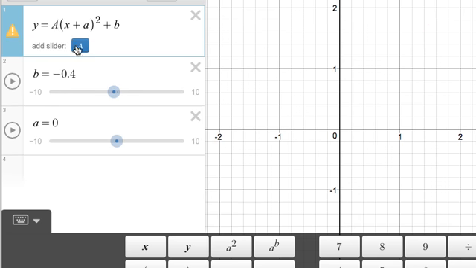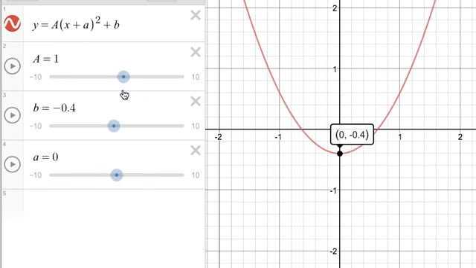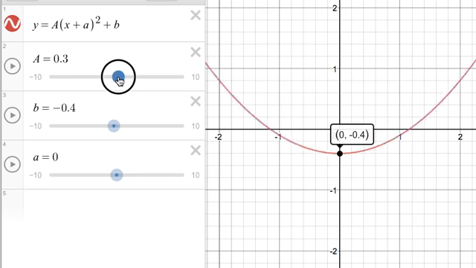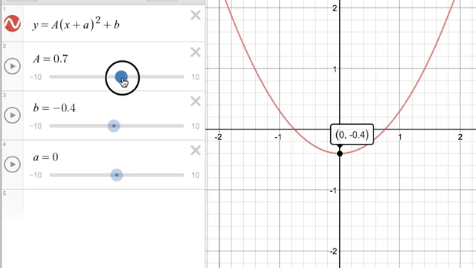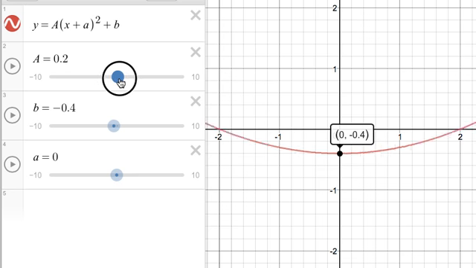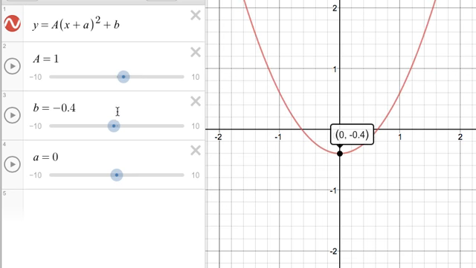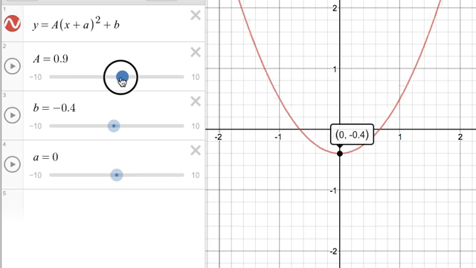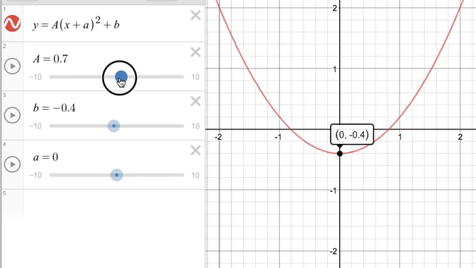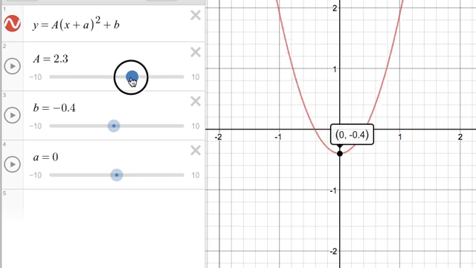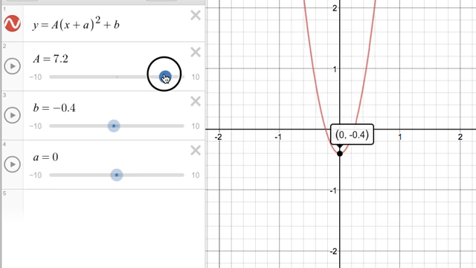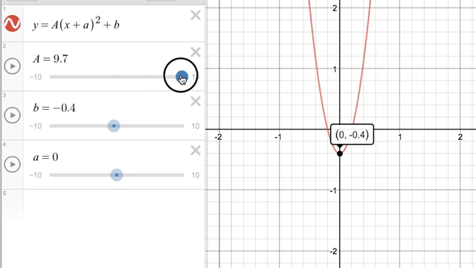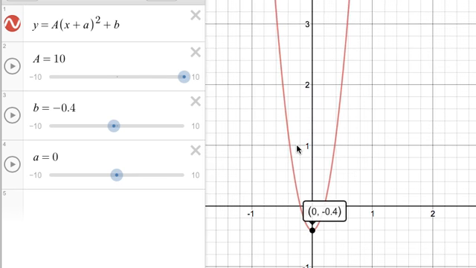If I put a capital A now, this is a value that I'm going to multiply my graph by, and it's going to change the shape of the graph. Notice moving capital A doesn't change where the vertex is, but it makes the graph change shape. A high value of A makes the graph tall and skinny. If I move A all the way up to 10, you can see that it makes this graph very narrow, but really it makes it very tall.